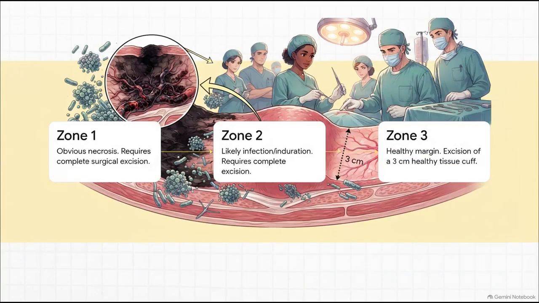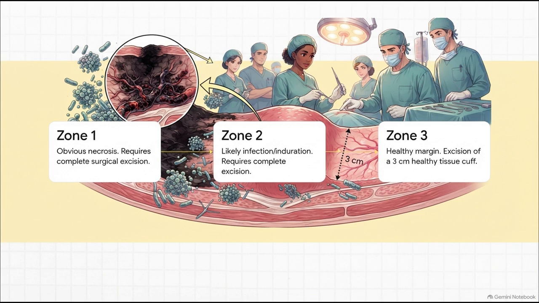Once the patient is actually in the OR, surgeons follow a very logical three-zone approach to get absolute source control. Zone 1 is obvious macroscopic necrosis with thrombosed vessels. That requires complete surgical excision. Zone 2 is the area of likely infection, where you see induration and tenderness. Even if the skin looks kind of normal, if the fascia underneath isn't adherent, it has to be completely excised.